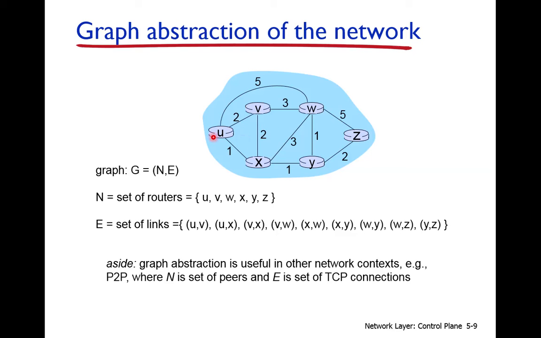Once the computer network is represented in the form of a graph, it is much easier to compute the best path from one router to another router. So this is important. We will discuss it later on.